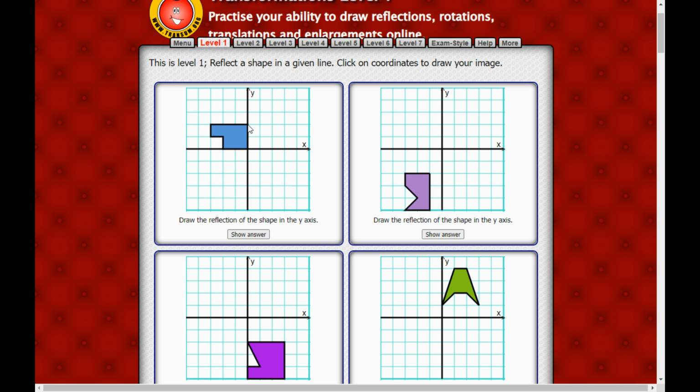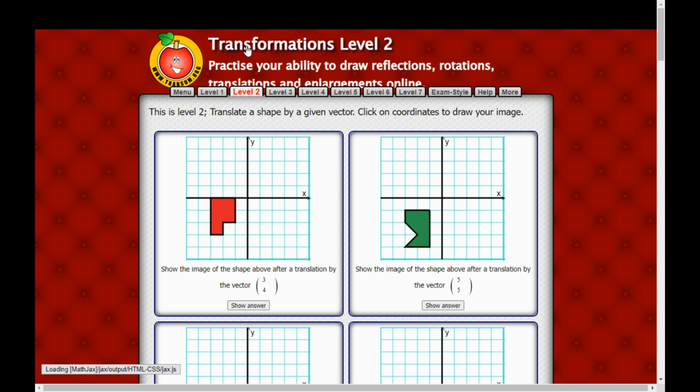Now, you got to put in the corners, right? So you got to put the corners in. So there's the first corner. There's the second corner down, then left, down, then left again, then back up again. Click check your answer, and it's correct. It's a reflection in the y-axis. Remember, reflection in the x-axis will work on the same basis. Let's have a look at level 2.